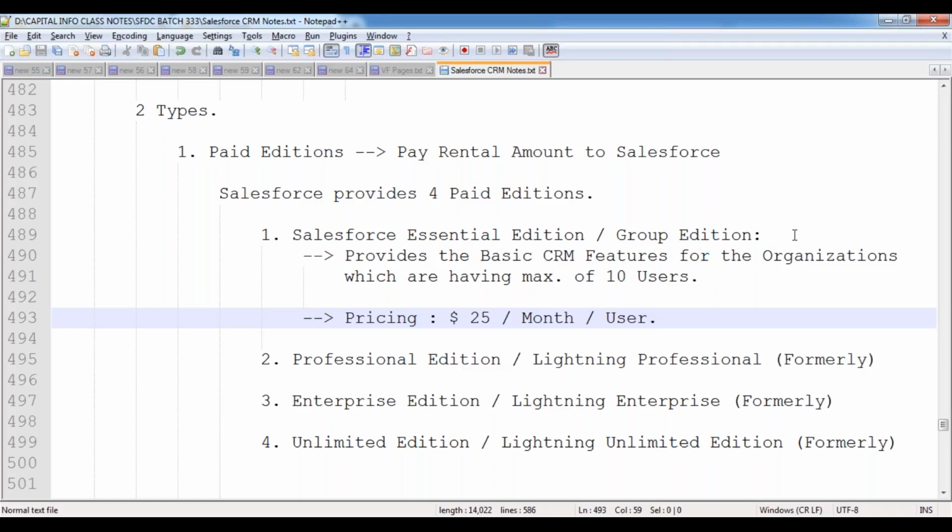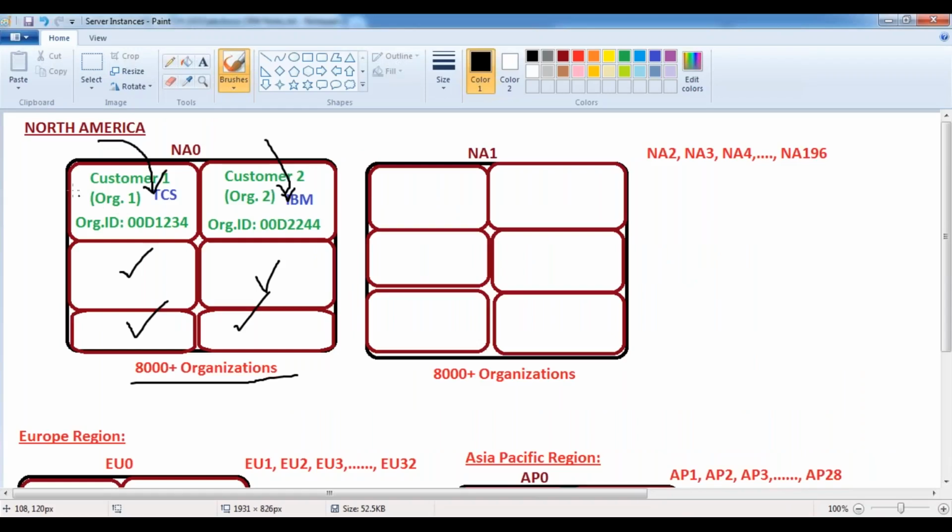In a similar way, say I have a Salesforce account, that means an organization, and here we have 4 users: user 1, user 2, user 3, and user 4. Then the 4 users should have 4 licenses separately. This is how Salesforce has avoided the piracy concept in the IT industry. There is no concept of piracy.